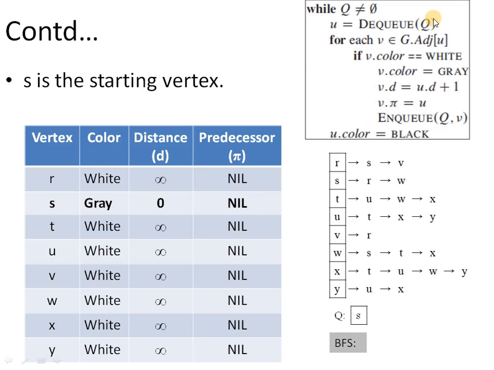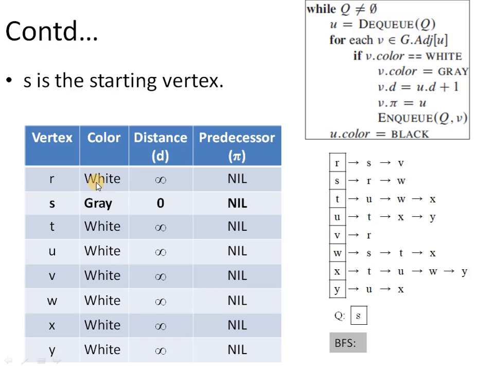Now we have to execute the set of steps till Q becomes empty. Since S is the starting vertex, we have created Q also and initialized it with the starting vertex S. So next S will be DQ'd and we will work with the adjacency list corresponding to this S vertex. We can see that the first vertex which we have to consider is R. So the first step is we have to check the color of the vertex. If it is equal to white, then only we have to recolor it to gray, update its distance and pi, and then NQ it into the Q.